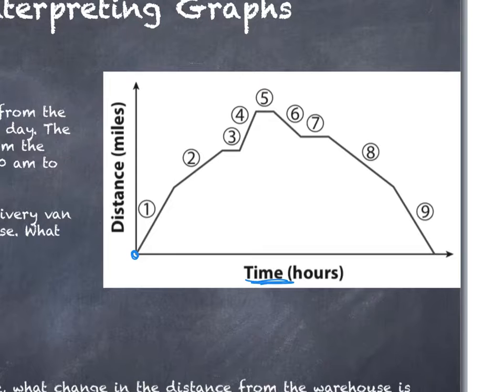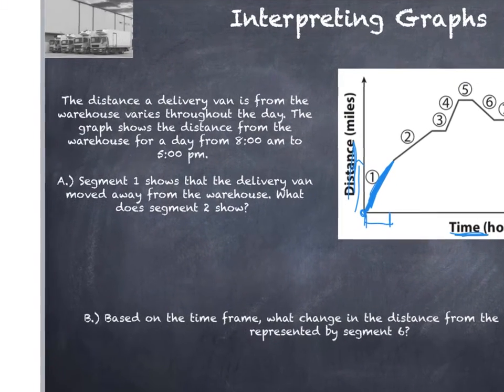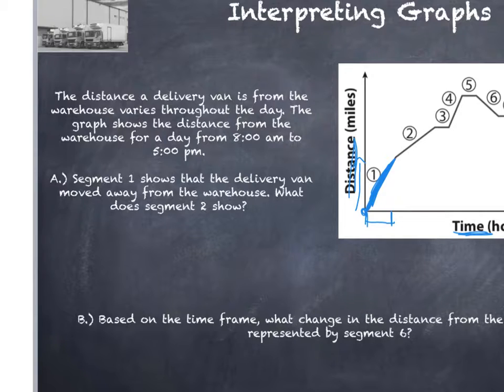Okay, X represents time, Y represents distance, right? And if we look at this graph and we look at the first segment and try to analyze what's happening, remember, the Y-axis is the distance from the warehouse. So it looks like we're moving further from the warehouse and a certain amount of time is passing as well. Okay, now part A talks about segment 2. So segment 1 shows that the delivery van moved away from the warehouse.